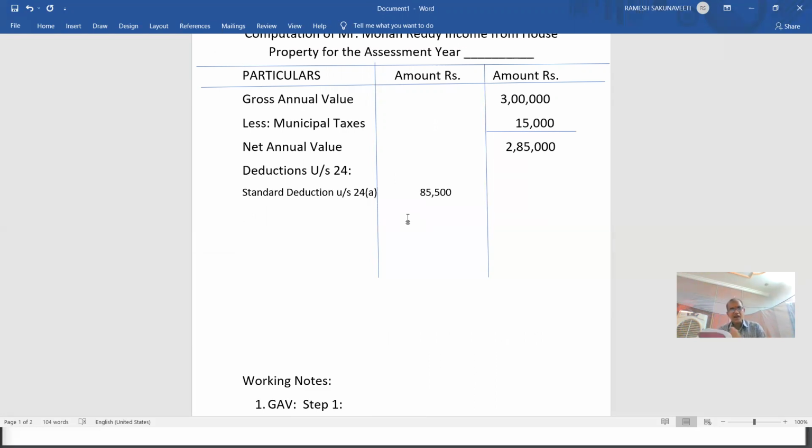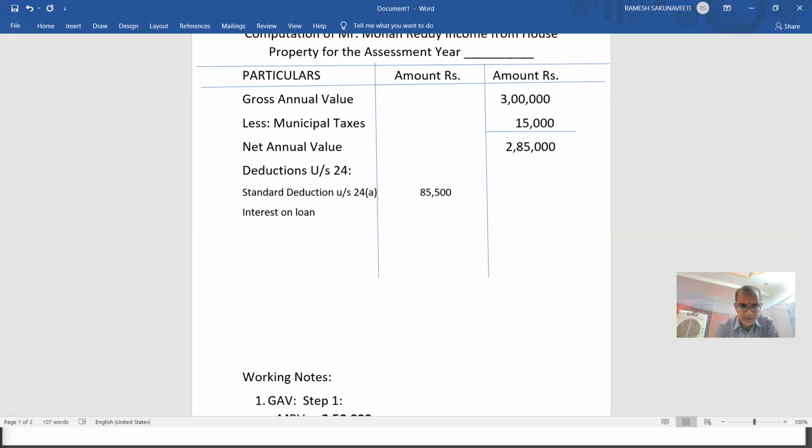Repairs you will not take into account. Insurance you will not take into account. Only interest on a loan to purchase the house, only that amount will be considered for deduction. Is it correct? Interest on loan.